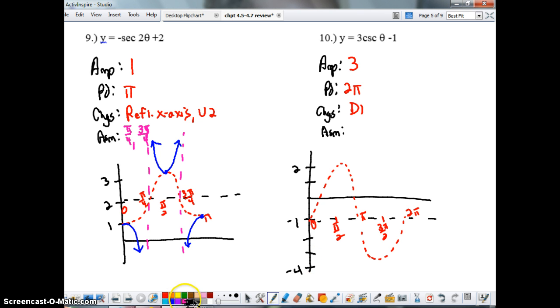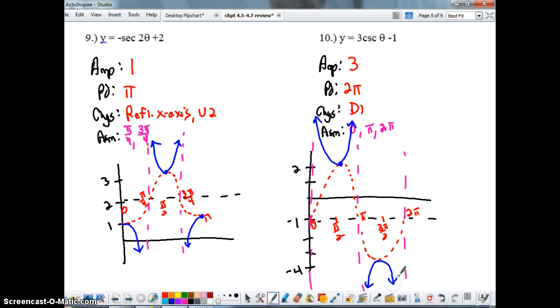All right, so now again, I'm going to cut this at 0, pi, and 2 pi. That's where my asymptotes are going to be. And then again, take this and flip these hills and valleys. Make sure they do not intersect with your asymptotes.